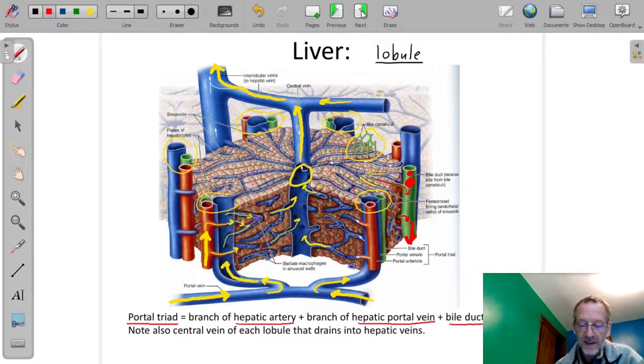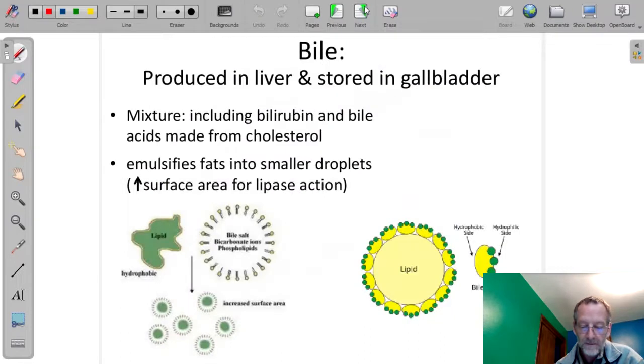Okay, next slide talks a little bit about bile. Two different images, they're at the bottom. They're trying to show similar ideas. Again, bile is produced in the liver, stored in the gallbladder, and bile includes a mixture of different substances, including bilirubin. We talked about that very early in the class.